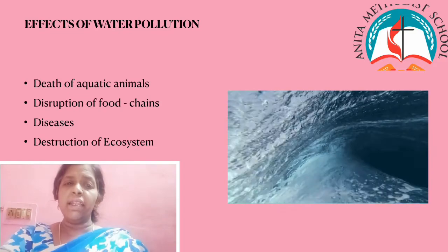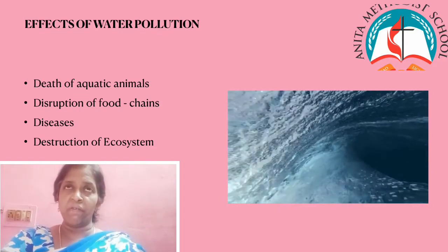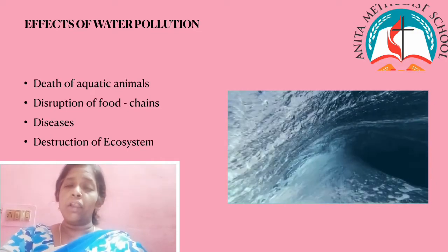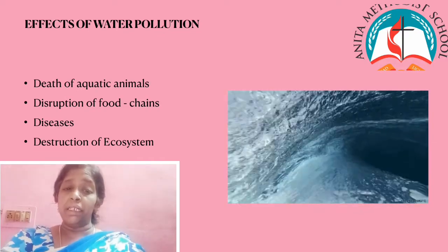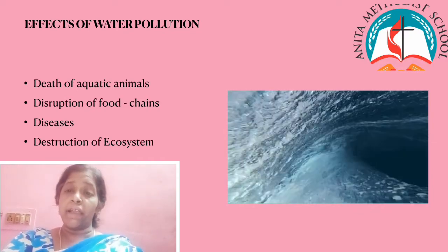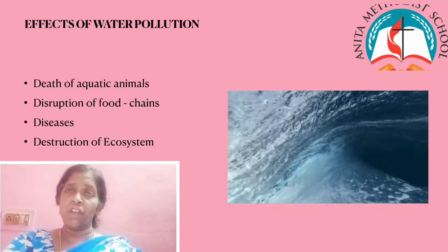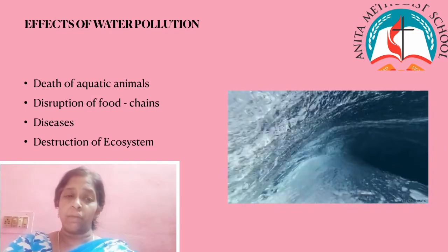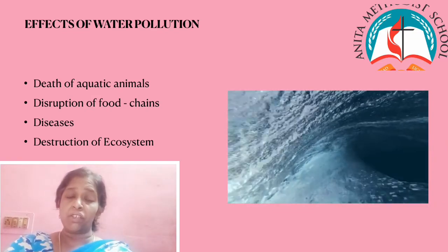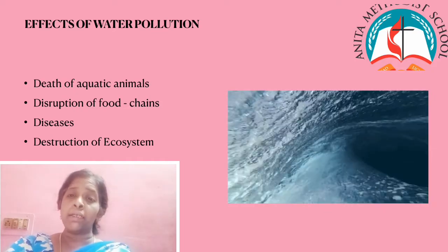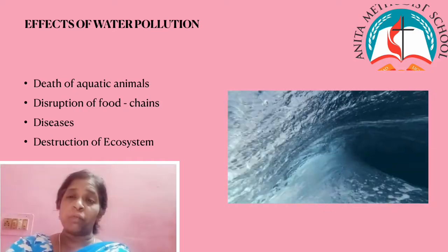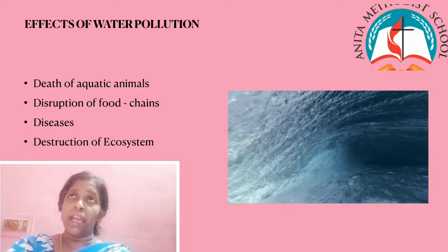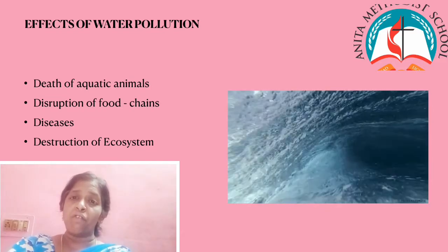Diseases. The indiscriminate human activities such as open defecation, dumping of solid waste, and the discharge of drainage water are responsible for the pathogenic bacteria or waterborne diseases like typhoid, malaria, jaundice, dengue fever, viral fever, and also the worm infections. Destruction of ecosystem. Ecosystems can be severely destroyed by water pollution. Many areas are now being affected by careless human pollution, and this pollution is coming back to hurt humans in many ways. So these are the effects of water pollution.